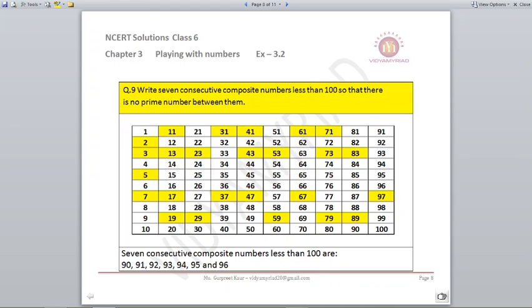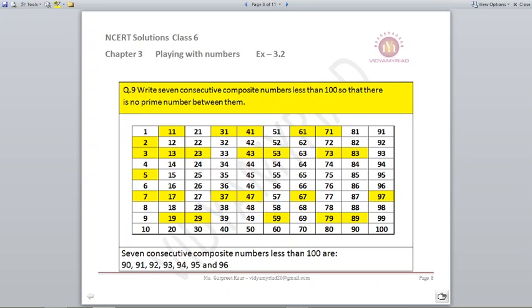Next, we need to write down 7 consecutive composite numbers less than 100 so that there is no prime number between them. So that means we need to find 7 consecutive numbers. Consecutive means one after the other. Let us start from the first row. Are there any 7 whites in it? No. Second also no. Third also no.